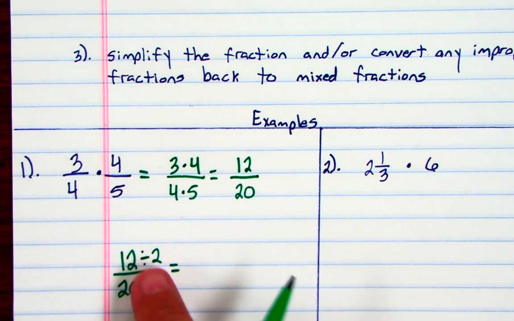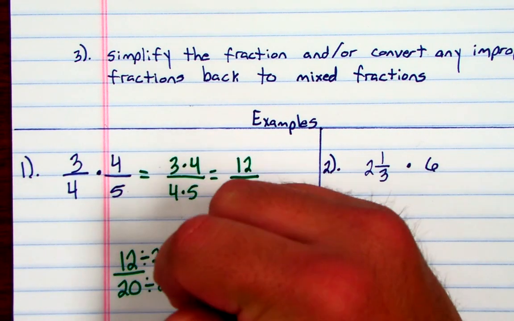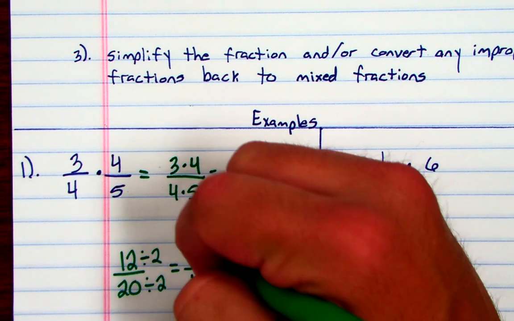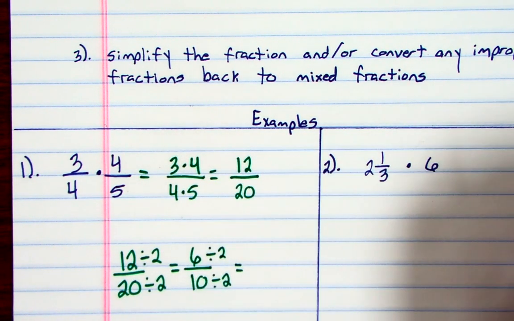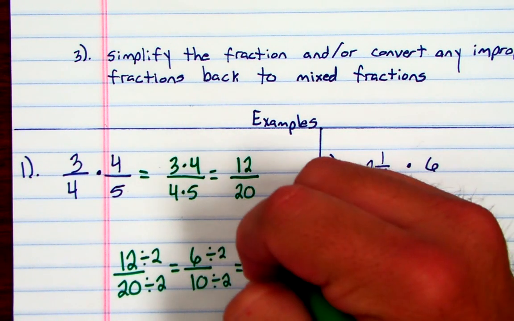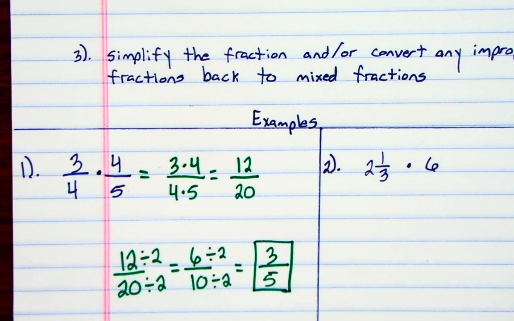12 divided by 2 is 6. 20 divided by 2 is 10. But if you notice, they're still even numbers again, right? Divide by 2 again. 6 divided by 2 is 3. 10 divided by 2 is 5. There's your final answer. That cannot be simplified anymore.